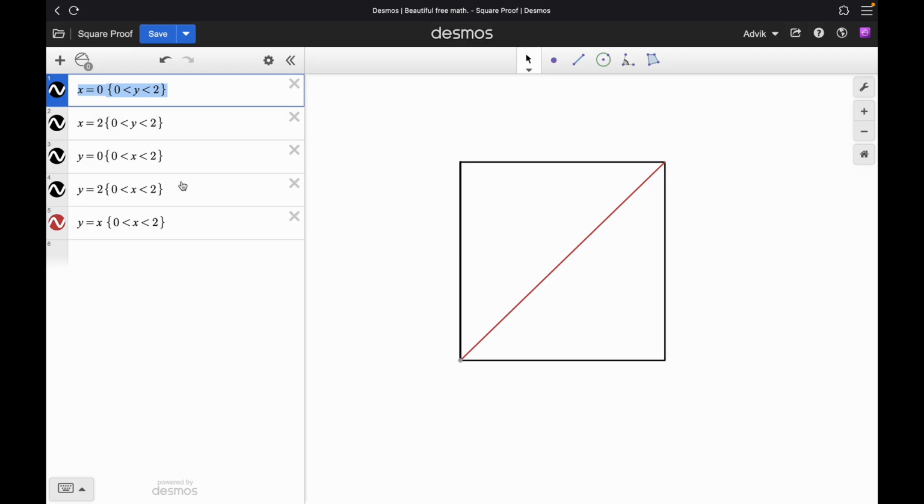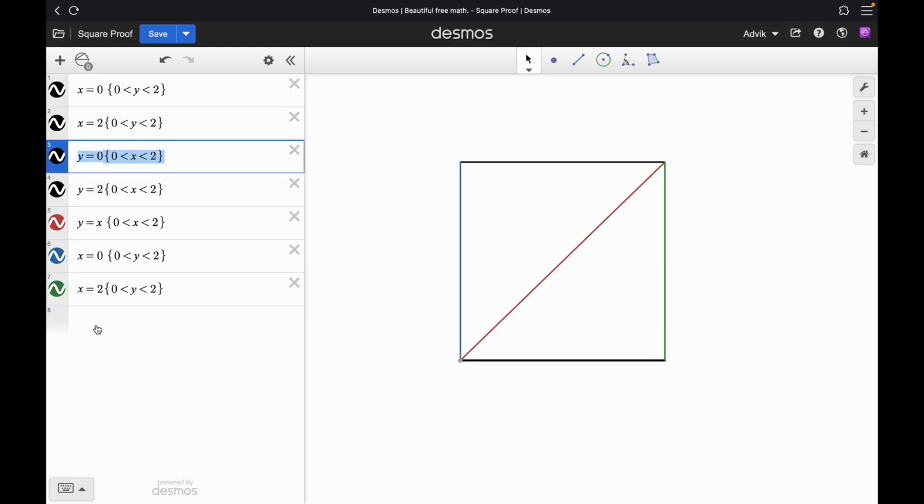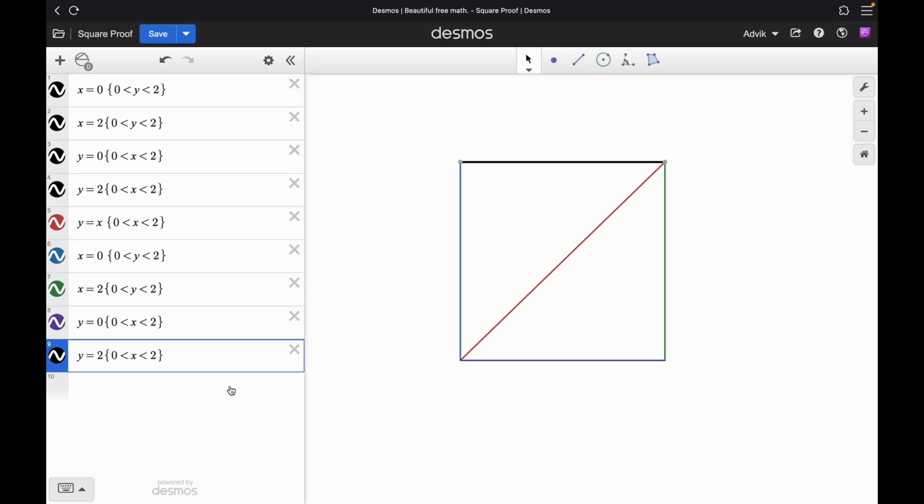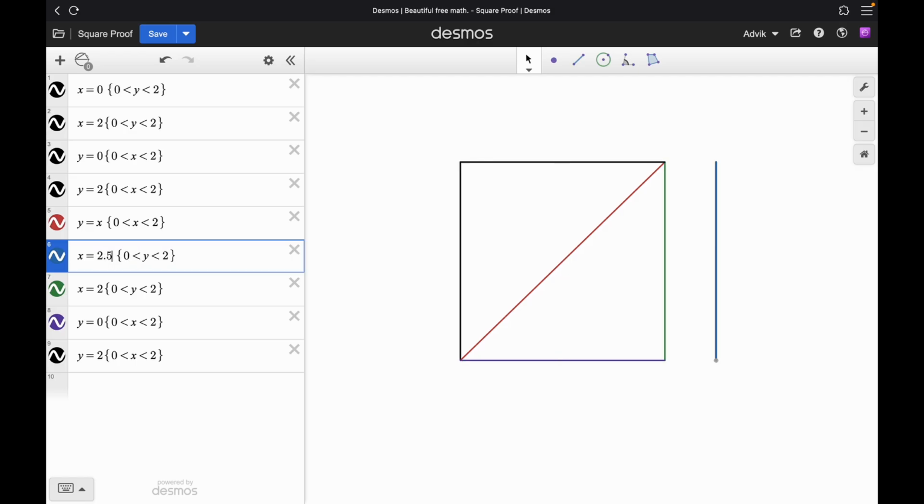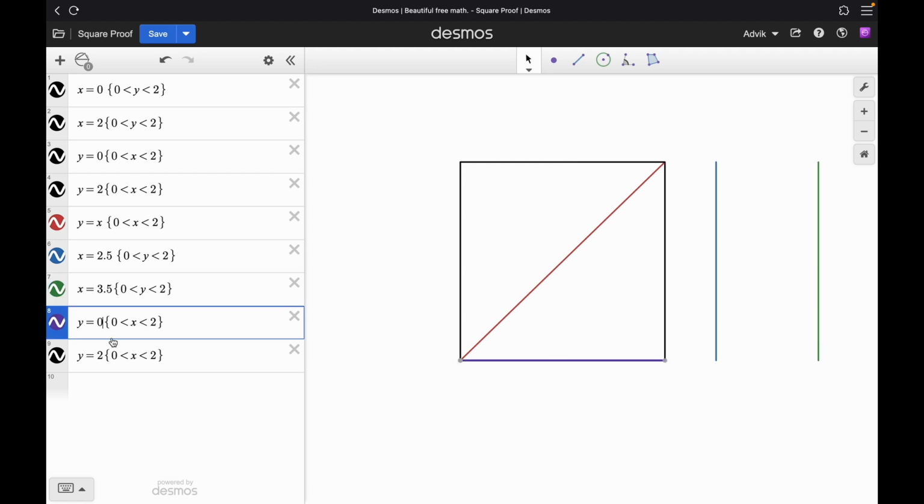So let's say we can create a different rectangle. We can copy this, then this, then this, then this over here. And let's say we move this so it's 2.5. X is equal to, let's say, 3.5. Then y equals 0 can be moved. But we can move the constraints from 2.5 to 3.5 and so on.